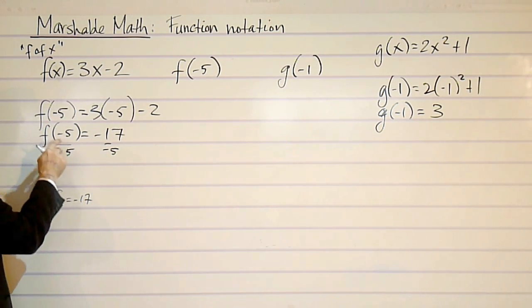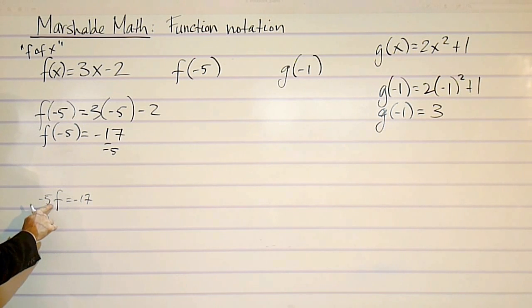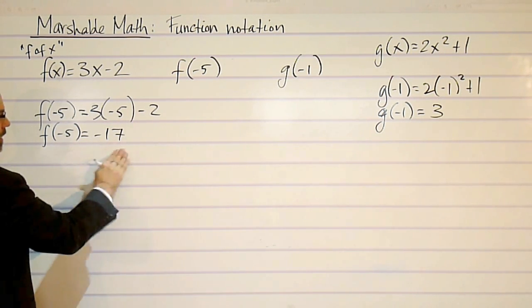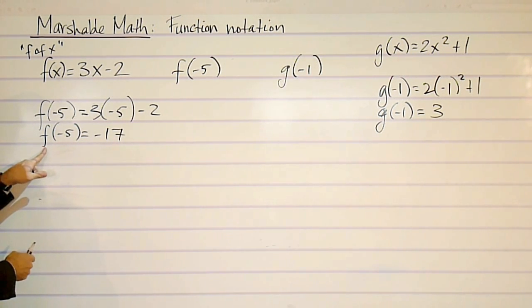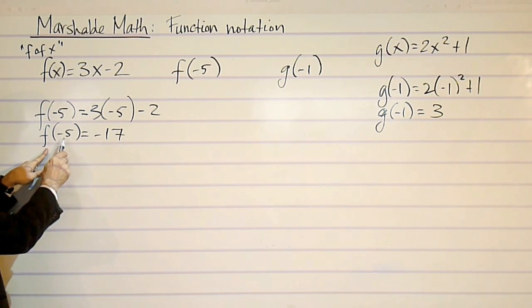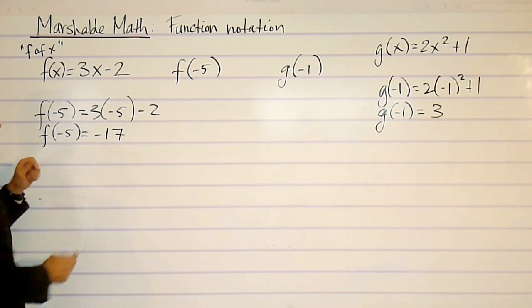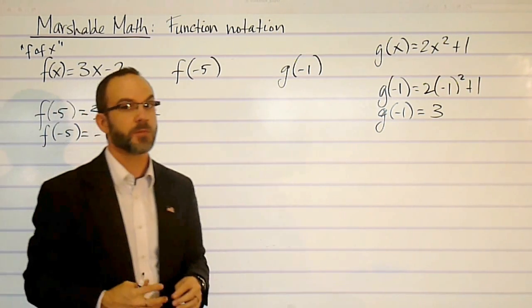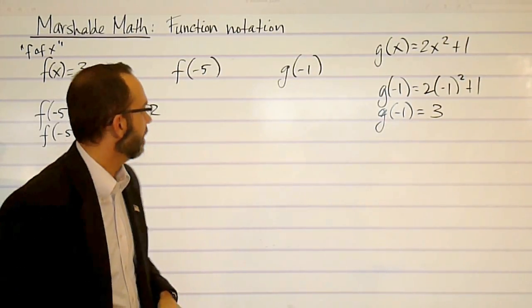This does not mean f times 5. It does not mean this down here. It simply says the output value of the function f when the input is negative 5 is equal to negative 17. Okay, so function notation.